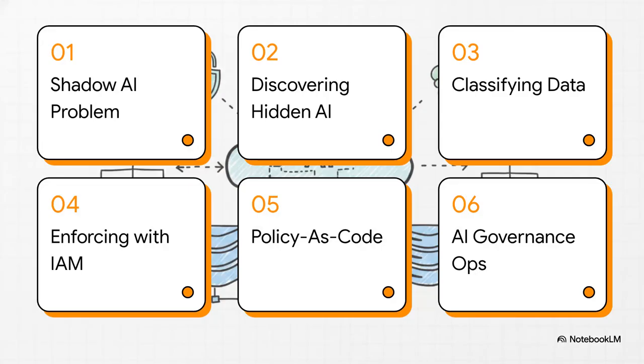To get this under control and build what we call a layered fortress architecture, we're going to hit 6 core steps. We'll look at the shadow AI problem, discovering hidden AI, classifying data at creation, enforcing access with IAM, scaling with policy as code, and finally, operationalizing the whole shebang.